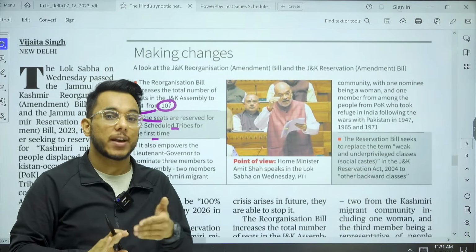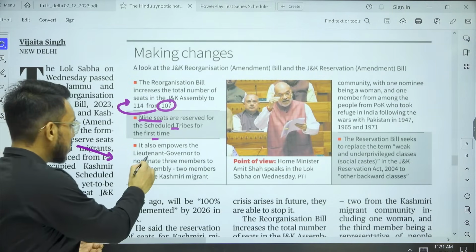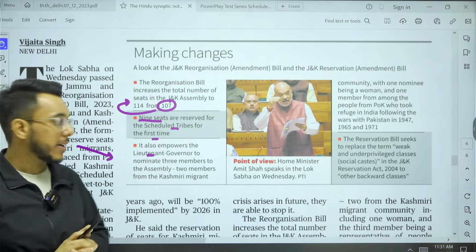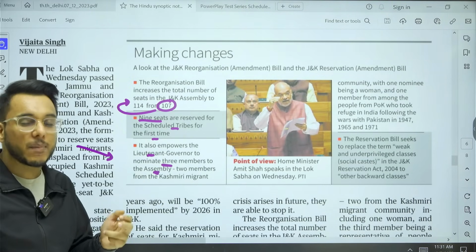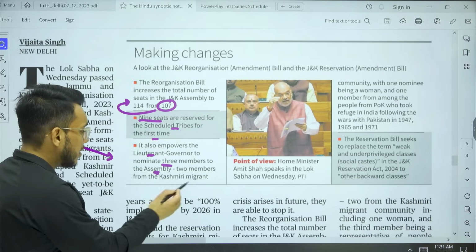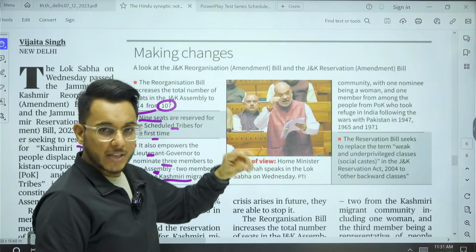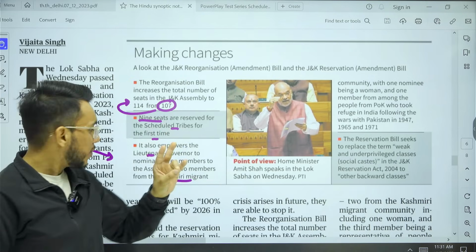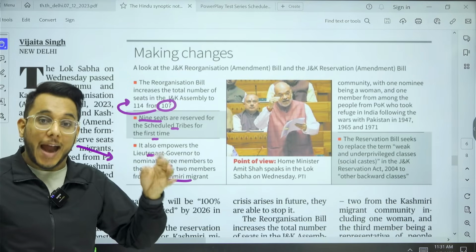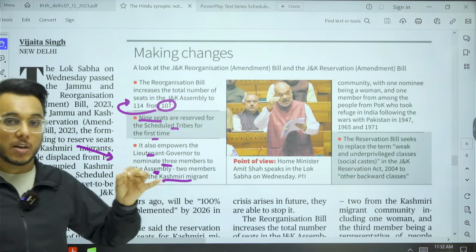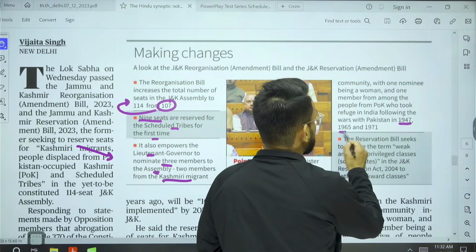So 9 seats for Scheduled Tribes have been reserved. Then also, guys, it empowers the Lieutenant Governor of Jammu and Kashmir to nominate 3 members to the J&K Assembly: 2 members from the Kashmiri migrant community, with 1 nominee being a woman. Okay, so 3 members will be nominated, 2 will be Kashmiri migrants, and 1 from people who have come from POK after the 1947, 65 and 71 wars.